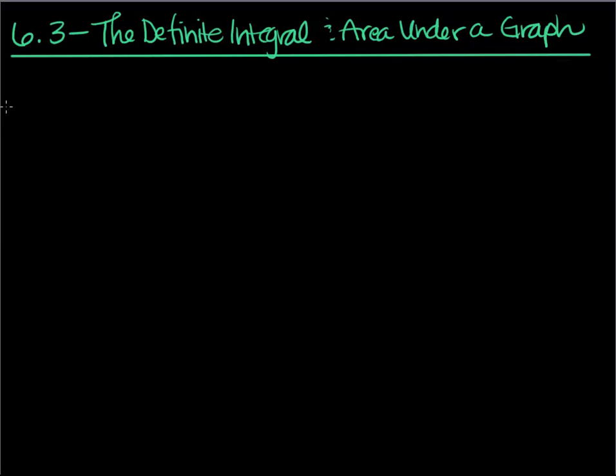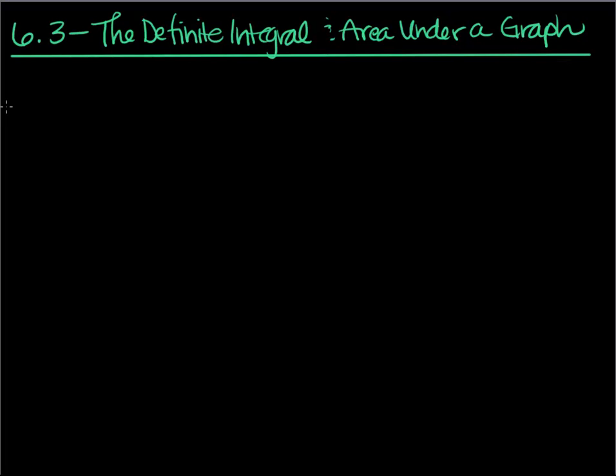All right, so 6.3. We're going to be talking about the definite integral again, and using it for quite a bit of this chapter. Remember in 6.2 when we defined the definite integral to be the net change of the antiderivative. Today we are doing a different definition of what the definite integral represents and what we can use it for.